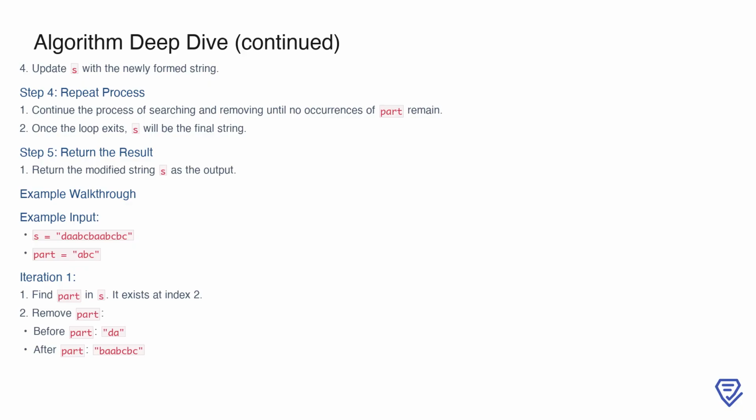To see this in action, let's consider an example. Suppose S is dabk and part is ABC. In the first iteration, we locate part at index 2. Removing it involves slicing S into two parts, d before the substring and babk after it. Concatenating these gives us the updated string dabak. This process repeats until no more instances of part are found.